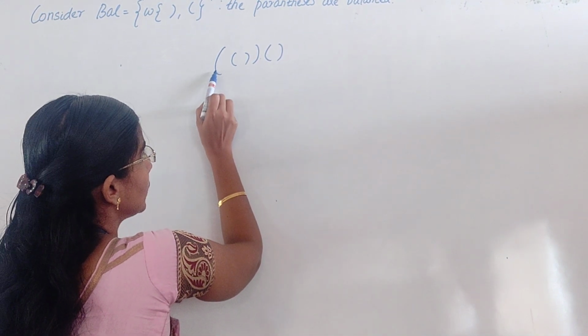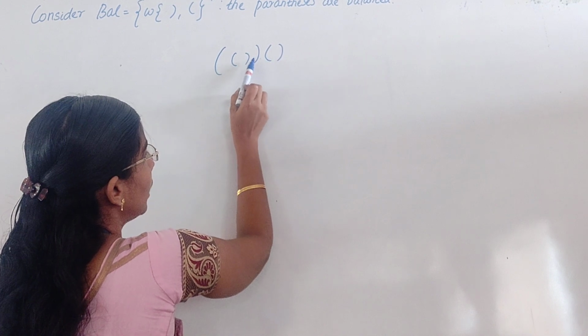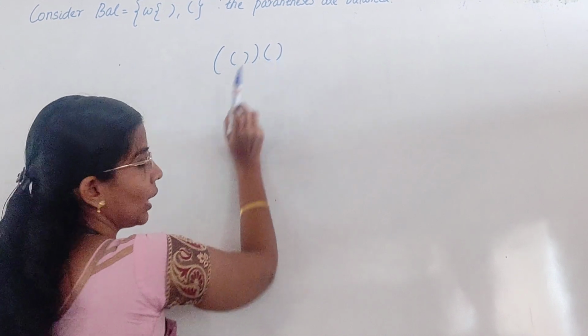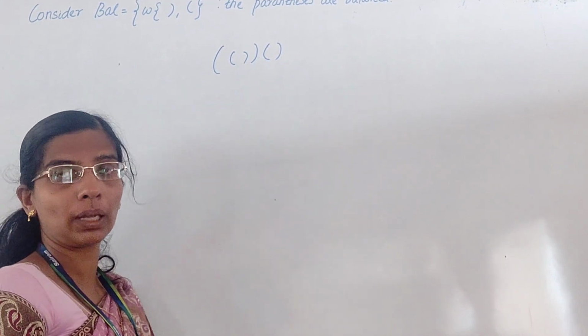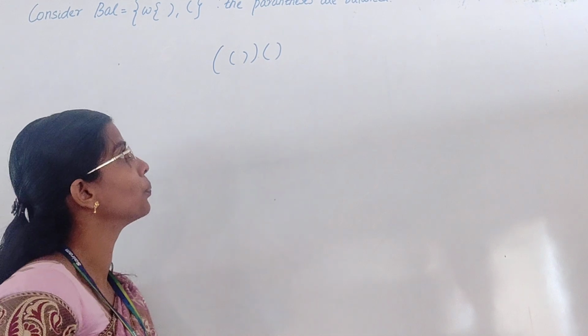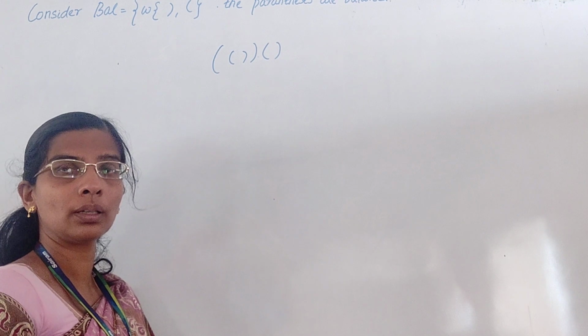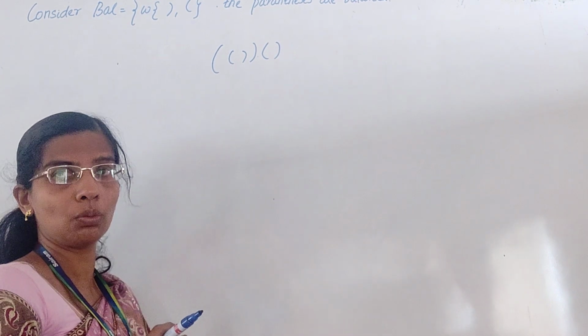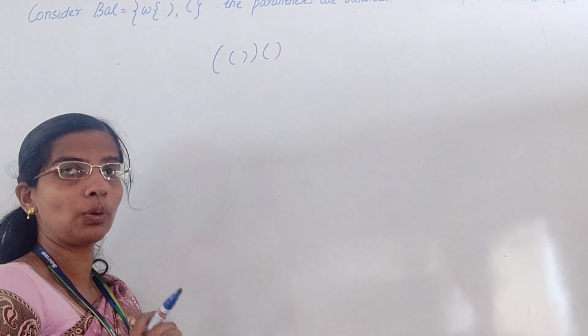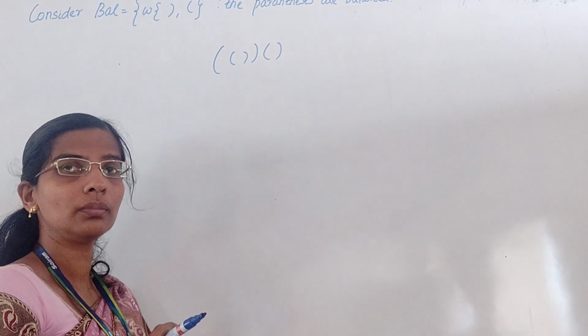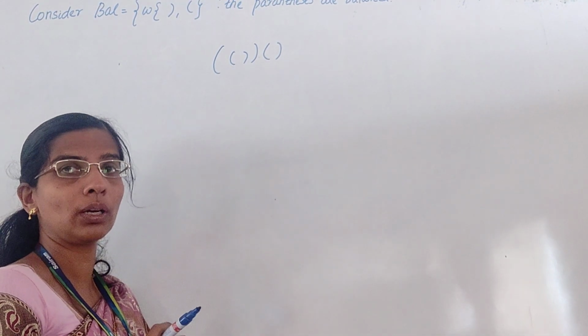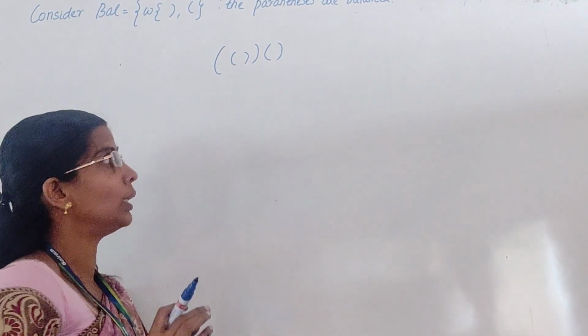How many open parentheses do I have? 1, 2, 3, and closed parentheses 1, 2, 3. I have an equal number of open and closed parentheses. Right? And here, if you read this language, they are speaking only about the count. They are not following the order. They are speaking about only the count.